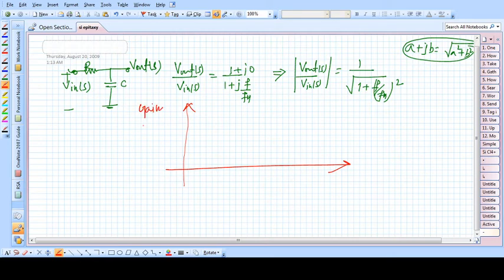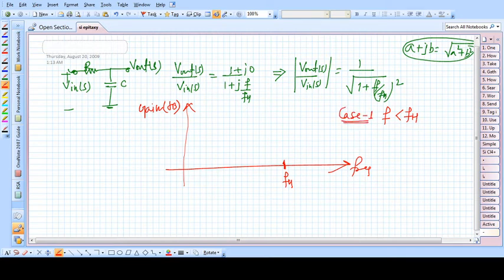This should be your gain. I am writing dB against frequency. So case 1: there is a situation where this f should be less than fh. Okay, f should be less than fh, meaning there is some frequency, say fh. So this is case 1.